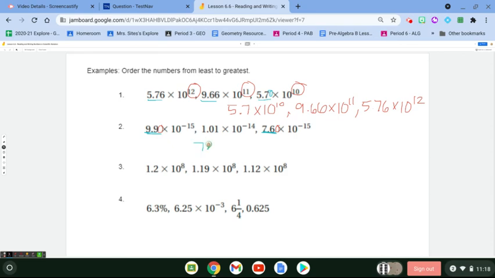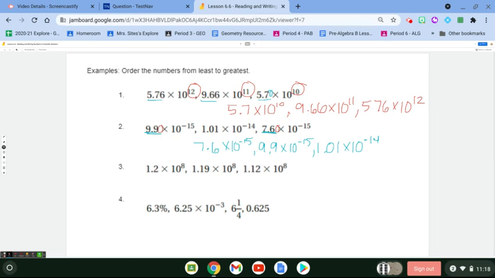So therefore, 7.6 times 10 to the negative 15th would be smaller, followed by 9.9 times 10 to the negative 15th, and then the 1.01 times 10 to the negative 14th.